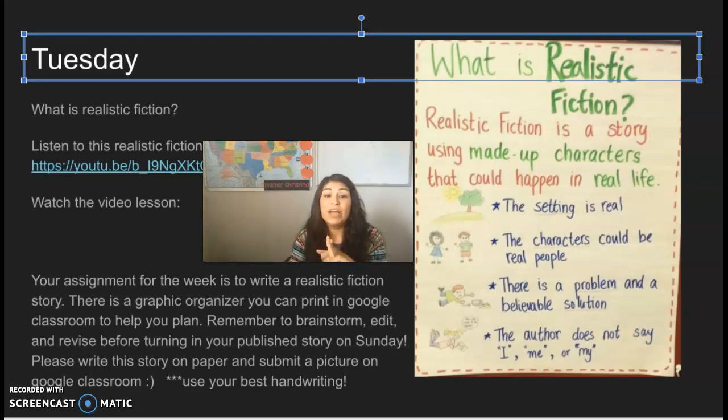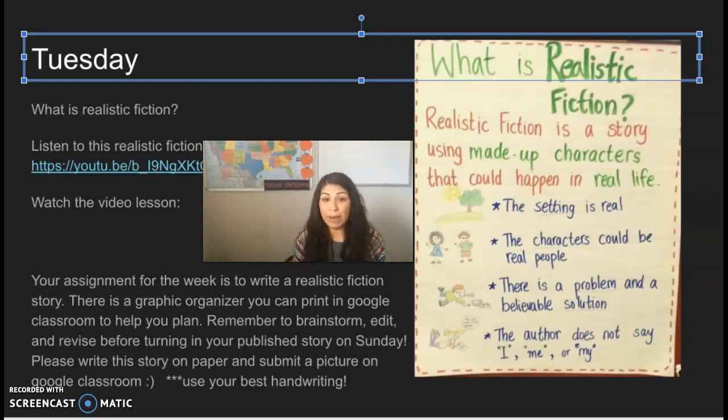So remember, you need to brainstorm first. You need to edit, which means go back and make sure you have capital letters and punctuation. You use the correct verbs, so irregular verbs or past tense verbs. Make sure you're using the correct ones. And you revise. That means go back and read your story and make sure that it makes sense. If there's something that doesn't make sense, take it out. If you want to add more details, more adjectives, add that in. That's revising.